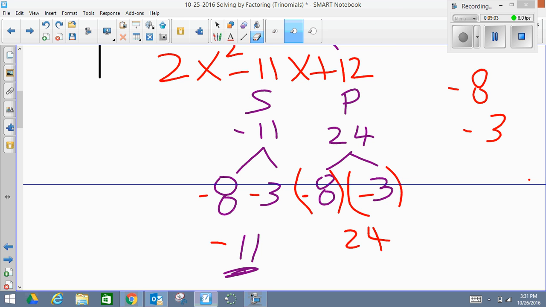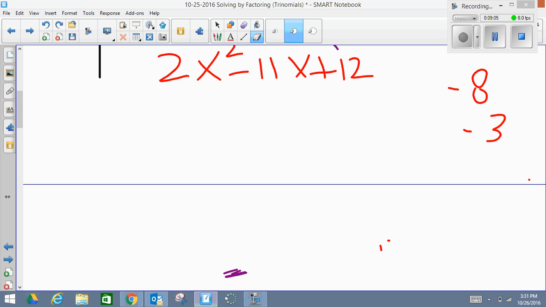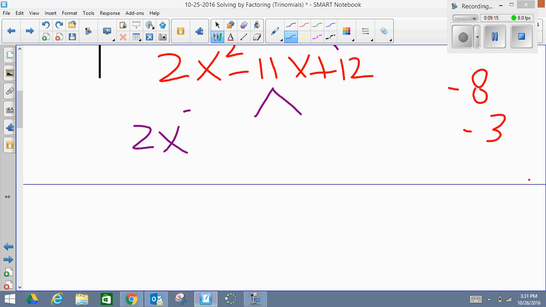So what do I mean is this. I got my numbers. Now I'm going to use those 2 numbers to break the middle one. The middle one is the negative 11x. So I'm going to write everything else, 2x squared, and then I break the negative 11x into negative 8x and negative 3x. If you notice, this minus that is negative 11x.